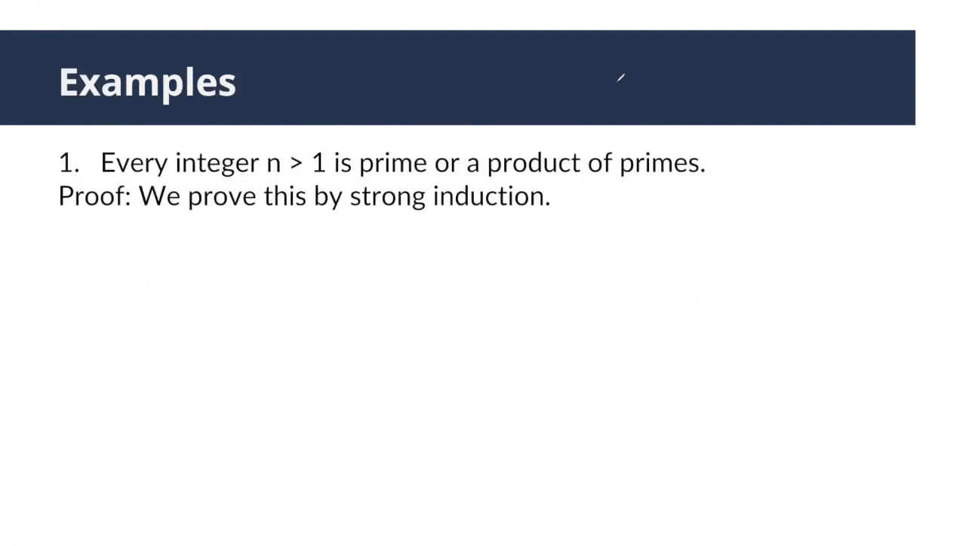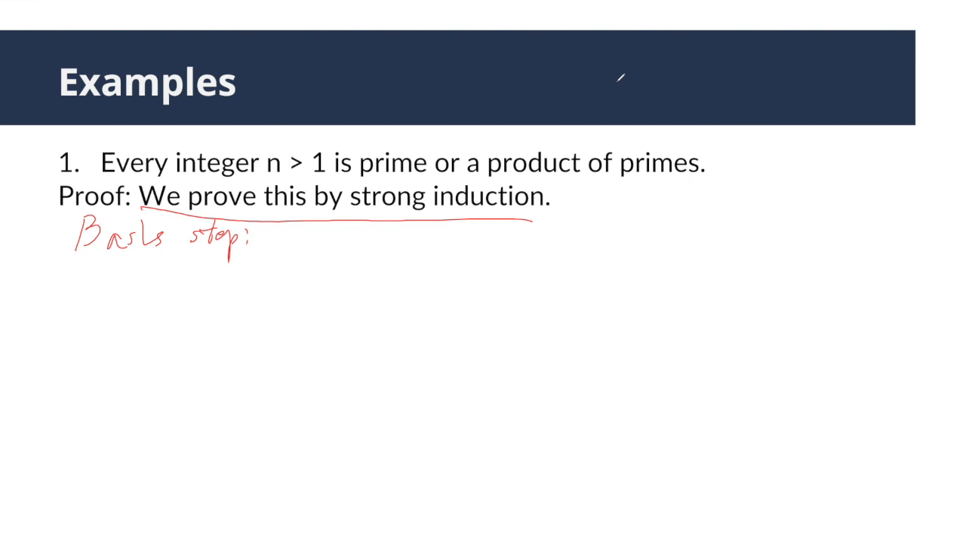Next, let's see two examples. The first one is we need to prove every integer n greater than 1 is either a prime or a product of primes. And at the very beginning of the proof, we state our game plan that we are going to prove this statement to be true using strong induction. And we still can use the template for proof by induction. The first step is the basis step.